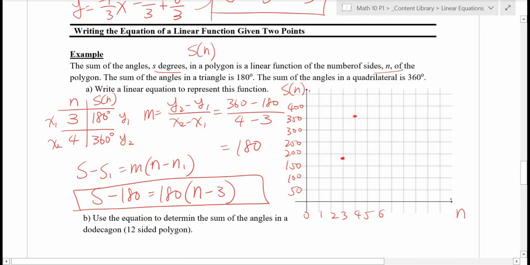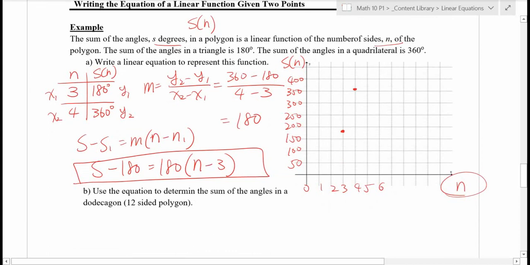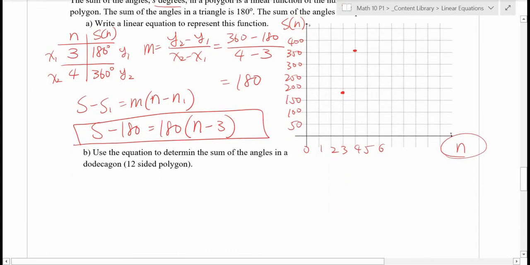Now, we should not join the points because the number of sides is a discrete variable. Remember, that means it cannot be broken down to a smaller part, right? You cannot have 3.1 sides. You can only have 1 side, 2 sides, 3 sides, 4 sides, 5 sides, but not 3.125 sides. It doesn't work that way. So that's a discrete variable. So in that case, we don't join the points here. So that's the graph. That's all we have.